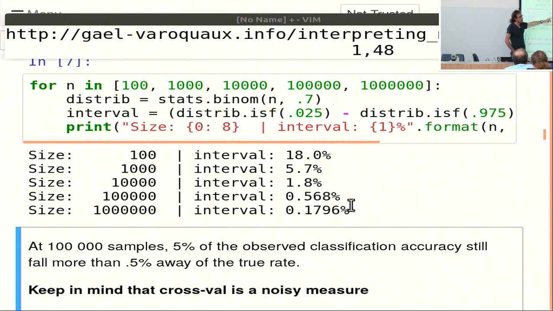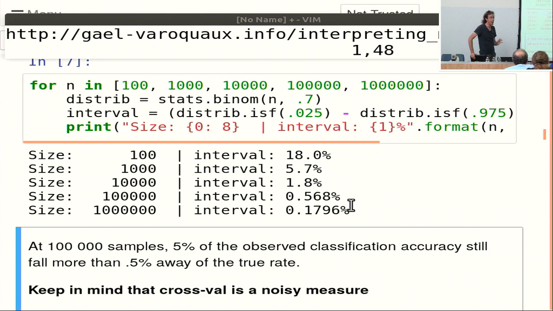With 1,000 data points, it's 6%. With 10,000 data points, it's 2%. With 100,000 data points, it's 0.6%. With 1,000,000 data points, it's 0.2%. Are you getting the point?